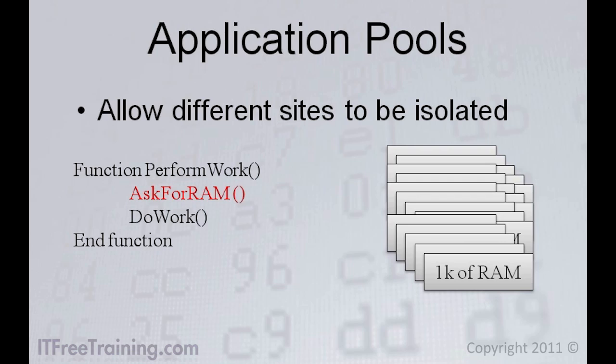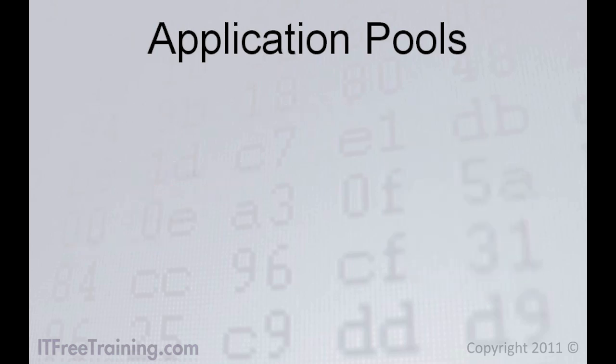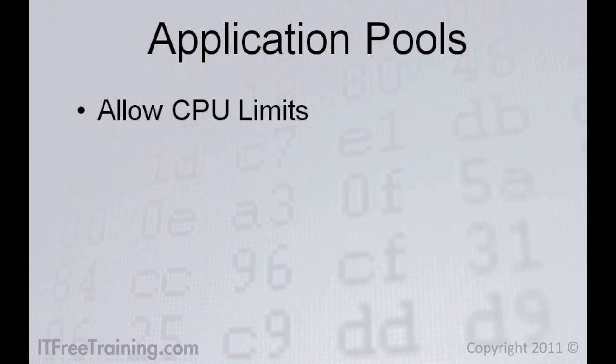If you need to stop or restart a particular part of IIS, you can do so without affecting other applications. Application pools allow you to set CPU limits. This prevents one application or website from using all the CPU. Next, you can set recycling options.